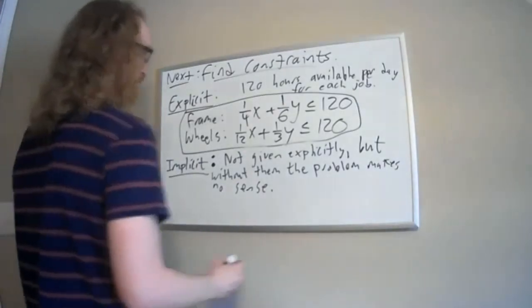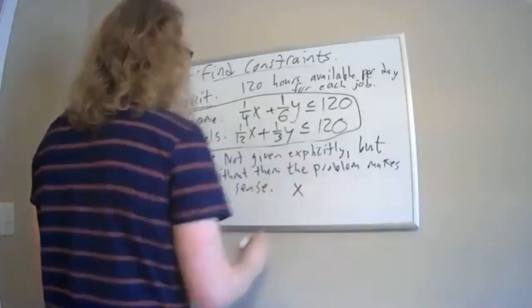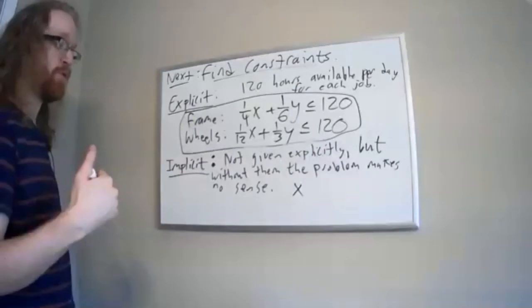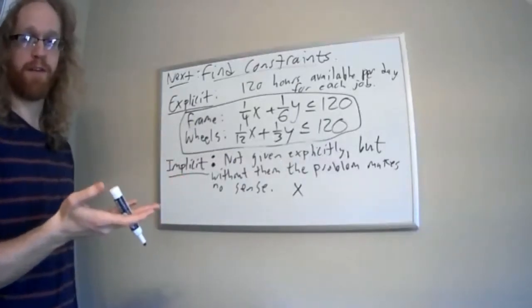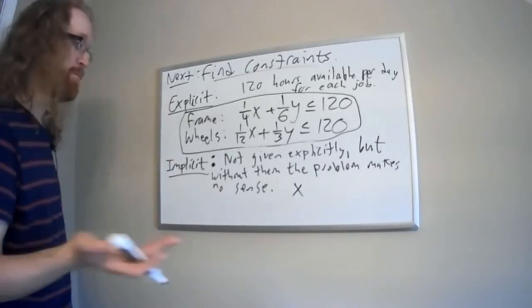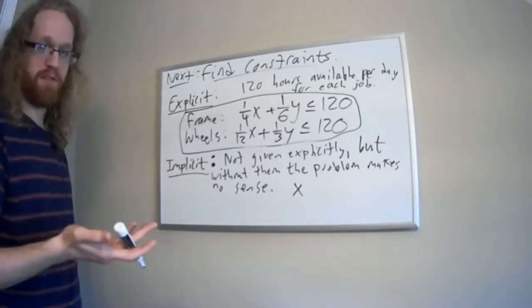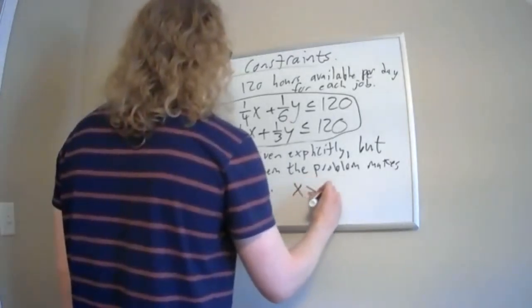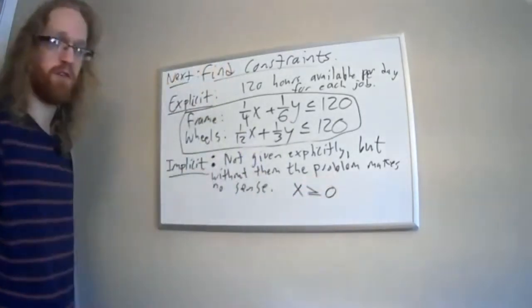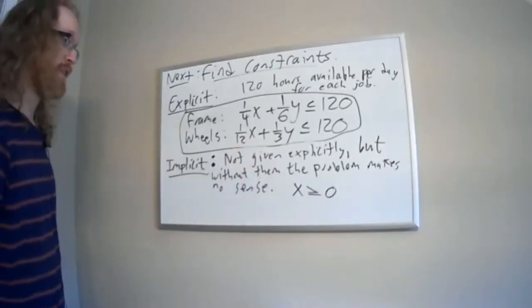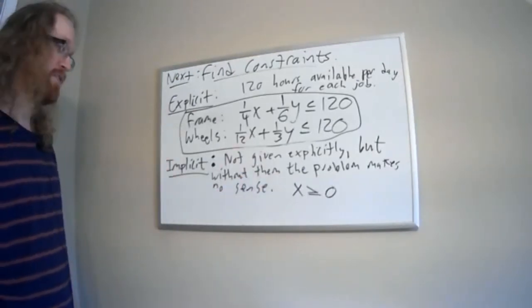And the idea is this. X represents the amount of California models that I'm going to make. Would it make sense to say that I'm going to produce -5 California models? No, that doesn't make any sense, right? Having these be negative would make no sense. And so I better include this additional constraint that just says that X is greater than or equal to 0, i.e. X is not negative, so that this makes sense. That's all I'm going to do.